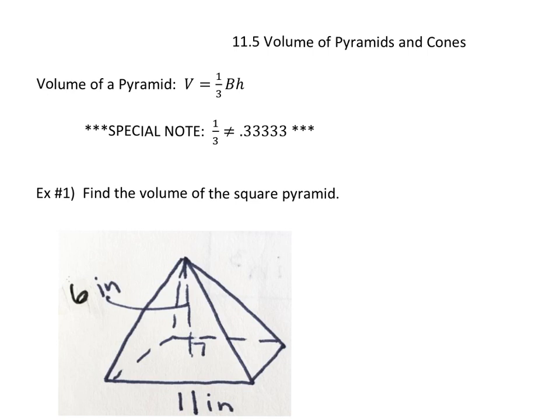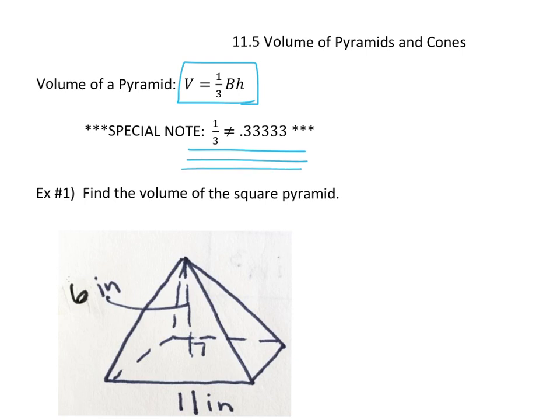So we are going to start with volume of a pyramid. And the formula for today is the same for pyramid and cone. But again, cones have circle bases, so it's going to be a little bit different for that. The most important thing that I can tell you today is this.